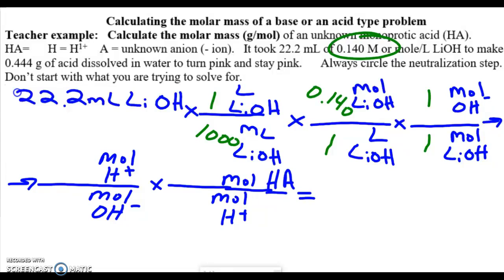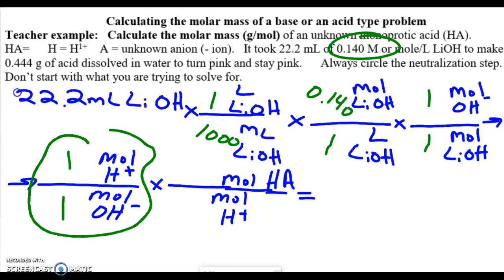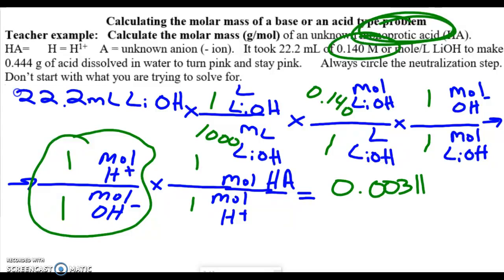The next step is our neutralization step. It's always 1-to-1. This is where we are neutralizing something, and we circle it. It always needs to be in your problems. And then in the last one, how many hydrogen ions are in our monoprotic acid, meaning there is 1 hydrogen ion in 1 mole of HA. I do all this math with the correct sig figs, and I get 0.00311 moles of HA. Now, I'm not done yet.